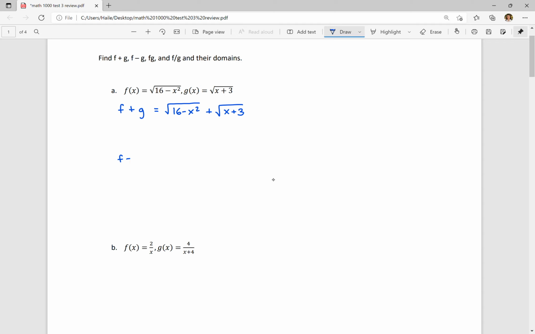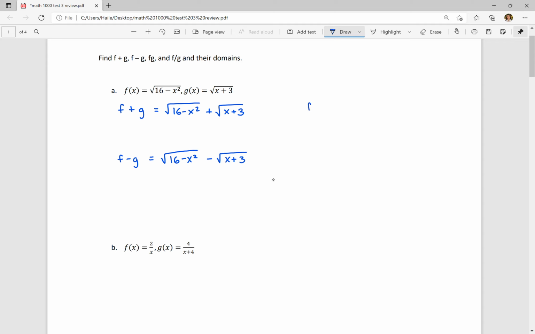For f minus g, we do the same thing as f plus g, except we're going to take a difference. So we'll have the square root of 16 minus x squared minus the square root of x plus 3. Once again, these two square roots are very different, so we can't combine them any more than this, and this would be our final answer.